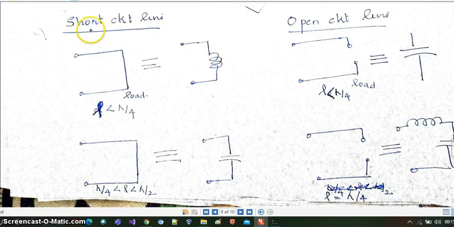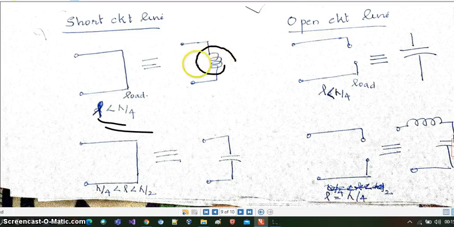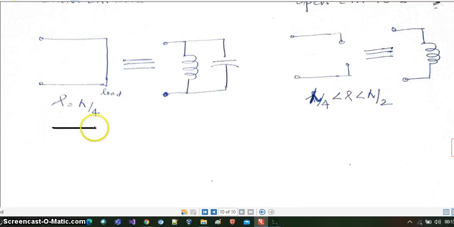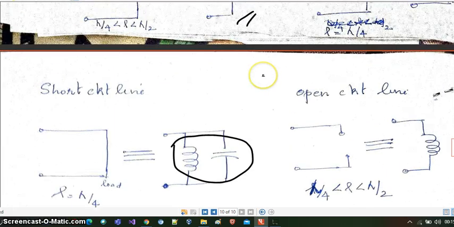And these are the diagrams of short circuit line and open circuit line for different lengths. Suppose your length L is less than lambda by 4, then the short circuit line acts as an inductor, and if the length L of your transmission line is between lambda by 4 and lambda by 2, then it acts as a capacitor. Similarly, if L is equal to lambda by 4, your input impedance acts as a combination of inductance and capacitance.